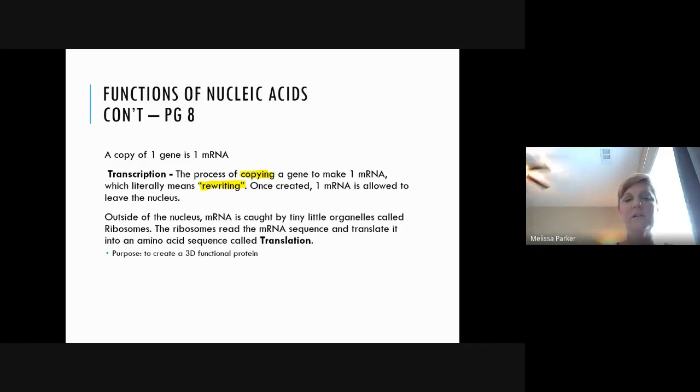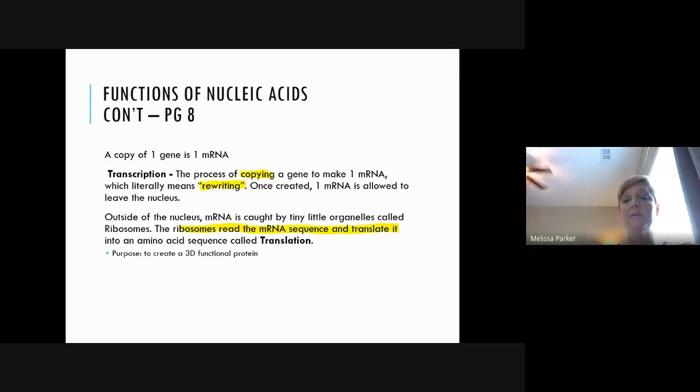So outside the nucleus, the messenger RNA is caught up by tiny cell organelles that are called ribosomes. So ribosomes read the messenger RNA sequence and translate it. Okay, so it's kind of like the information that you took is very complicated, right? In the reference book that you had in the library, and now you're taking it to somebody else who's going to break it down into simple terms for you. So they're going to translate that information into the amino acid sequence.